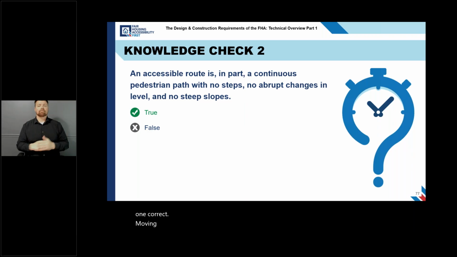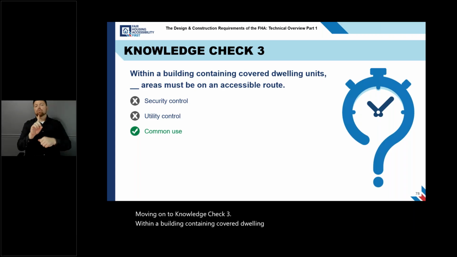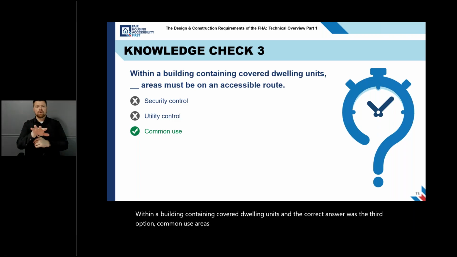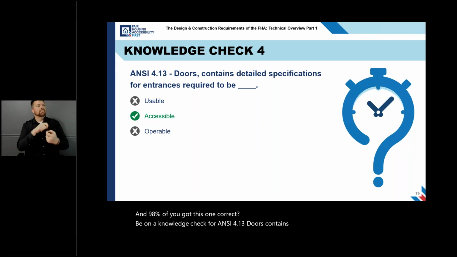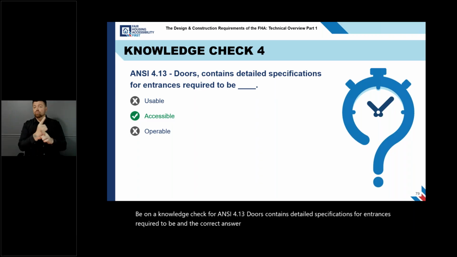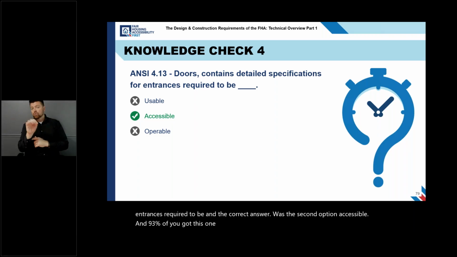Moving on to knowledge check 3. Within a building containing covered dwelling units, and the correct answer was the third option, common use areas must be on an accessible route. And 98% of you got this one correct. Moving on to knowledge check 4. ANSI 4.13 doors contains detailed specifications for entrances required to be, and the correct answer was the second option, accessible. And 93% of you got this one correct.